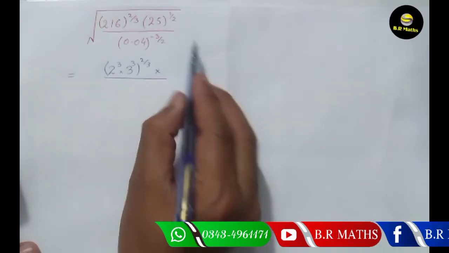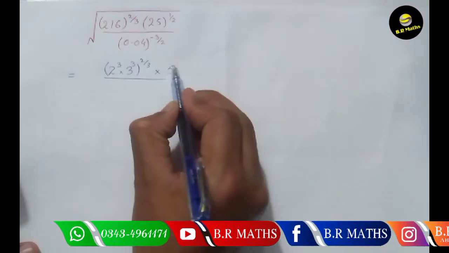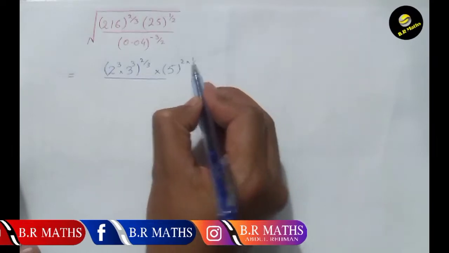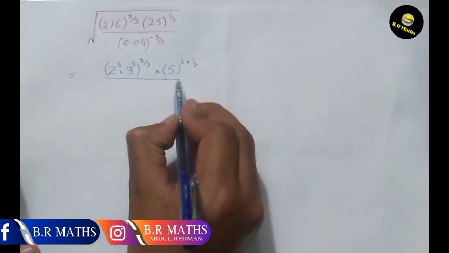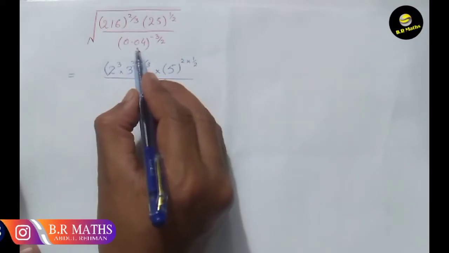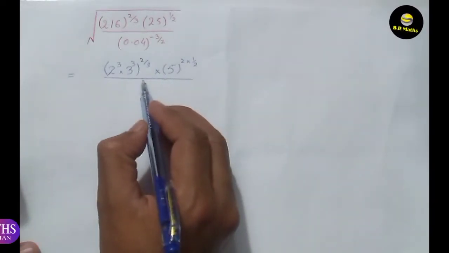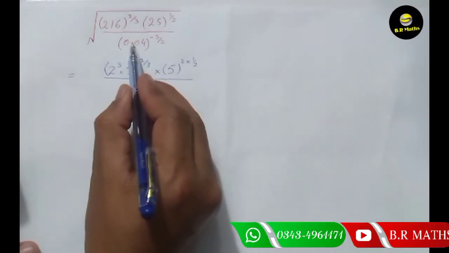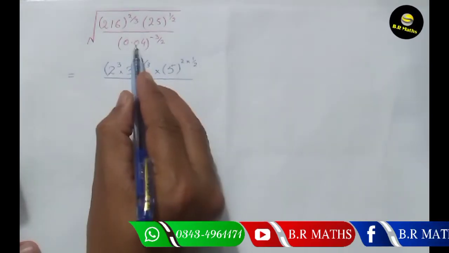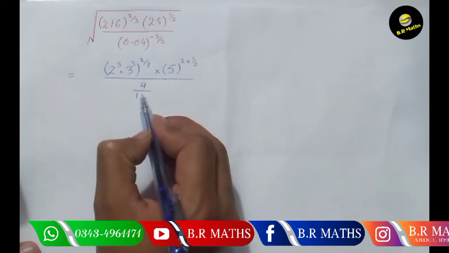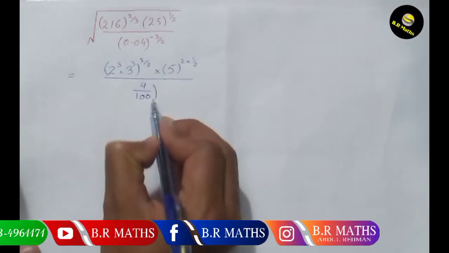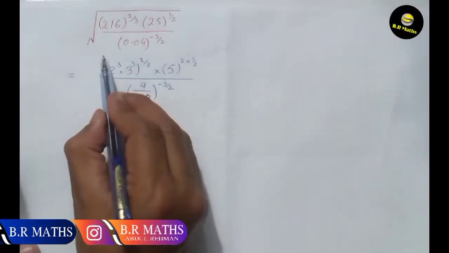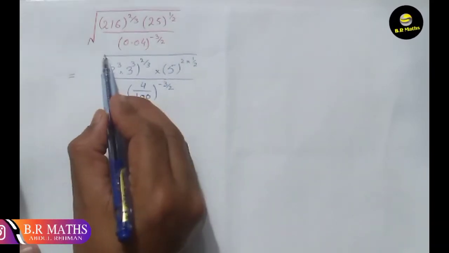Next, similarly 25 becomes 5 square, and the whole power is 1 by 2. Here 0.04 raised to power minus 3 by 2. Remove the decimal, so the denominator is 1 followed by 2 zeros, since there are 2 digits after the decimal point. It becomes minus 3 over 2 and the whole square root.